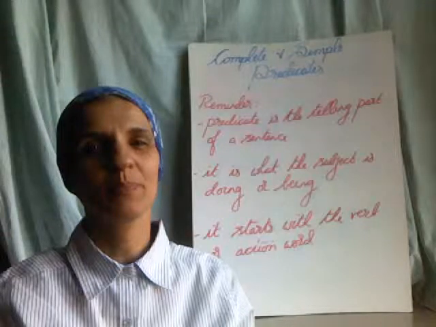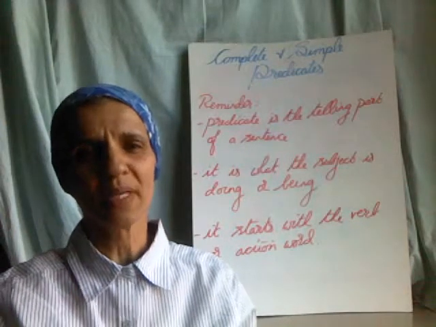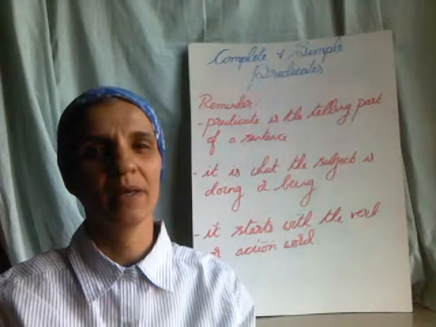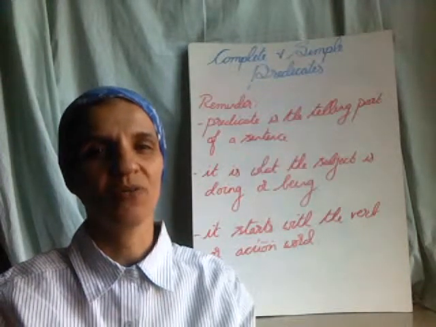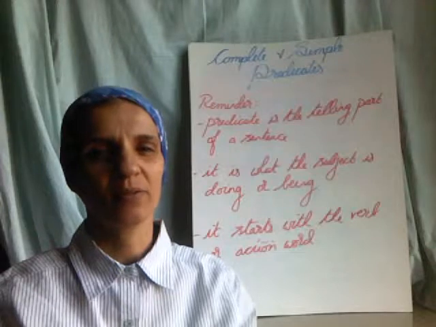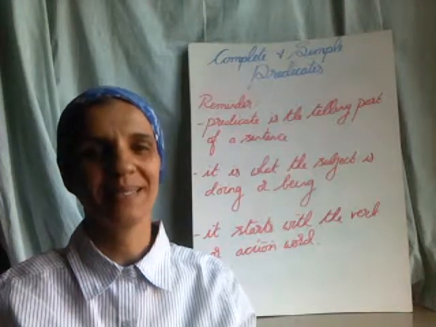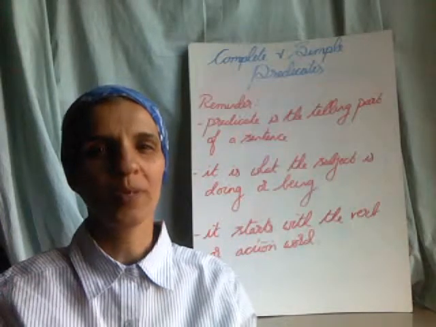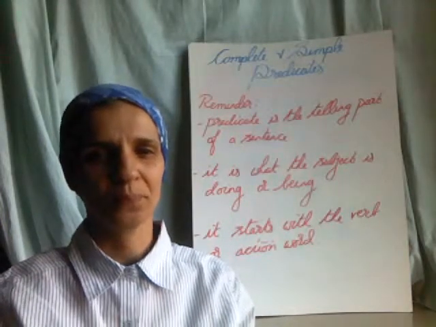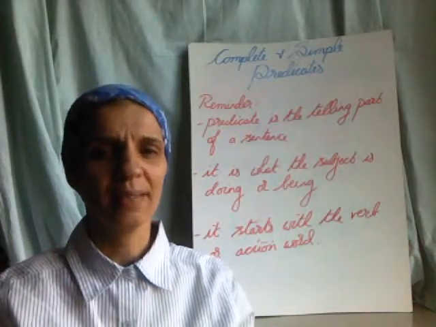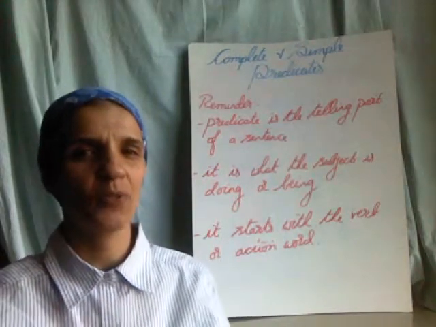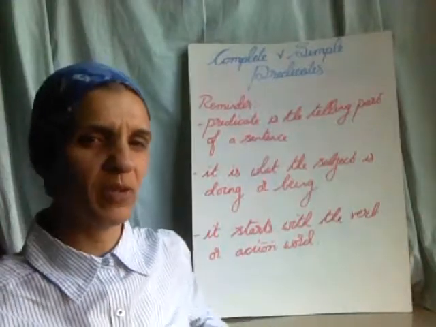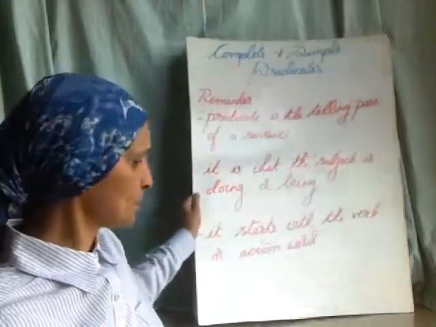About complete and simple predicates. Now, we've spoken about predicates before when we were doing the subject of a sentence or case. And just as a reminder, the predicate is the telling part of a sentence, okay? And it's what the subject is doing or being. And it usually starts with a verb or an action word. These are just a few points to remember before we start the lesson.